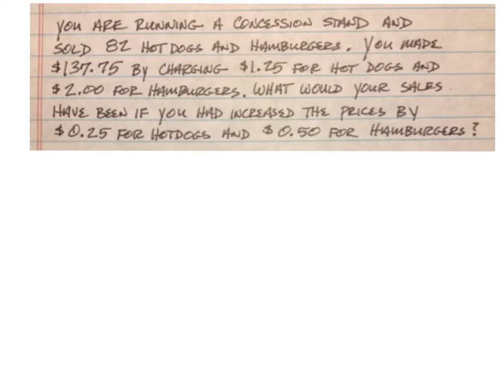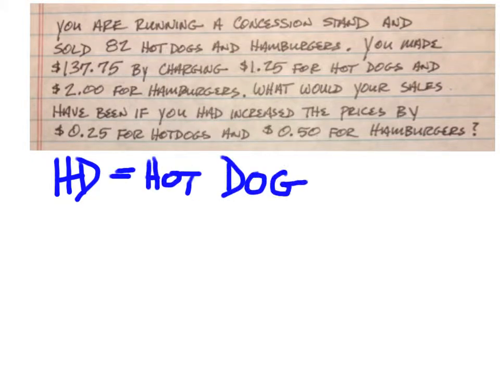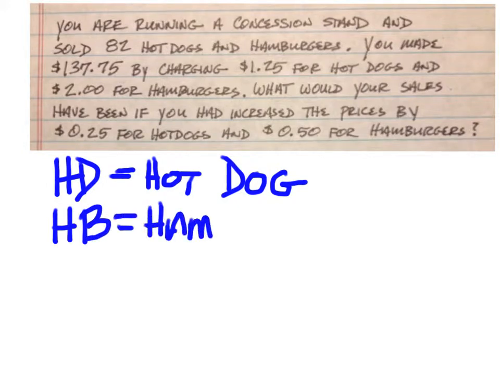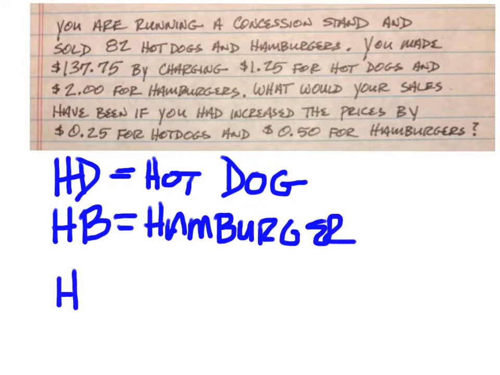Well, hot dogs and hamburgers. So we can do this. Hot dog, we'll just make HD, that'll stand for hot dog. And then we'll have hamburgers, we'll just make that HB for hamburger. Well, HD plus HB should equal what? The number of hot dogs and the number of hamburgers added together should give me what?